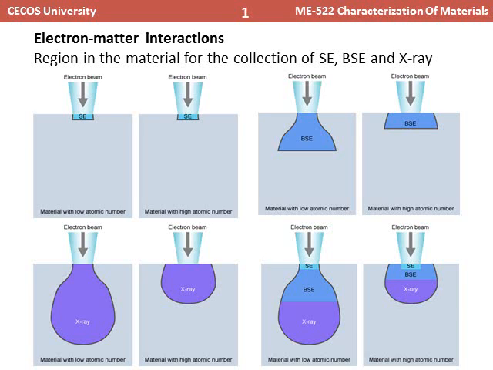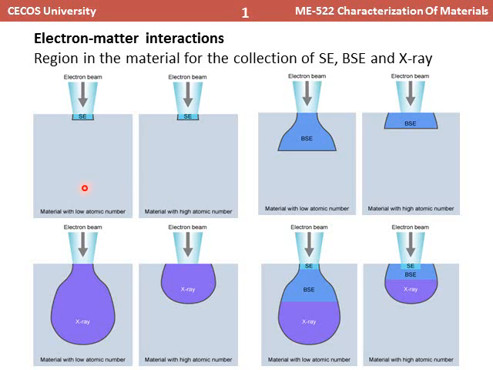So let's discuss the electron matter interaction in more detail here. As you know, the specimen is made of atoms, and the atoms are either of low atomic number or higher atomic number. The differentiation between the high atomic number and the low atomic number is very simple.